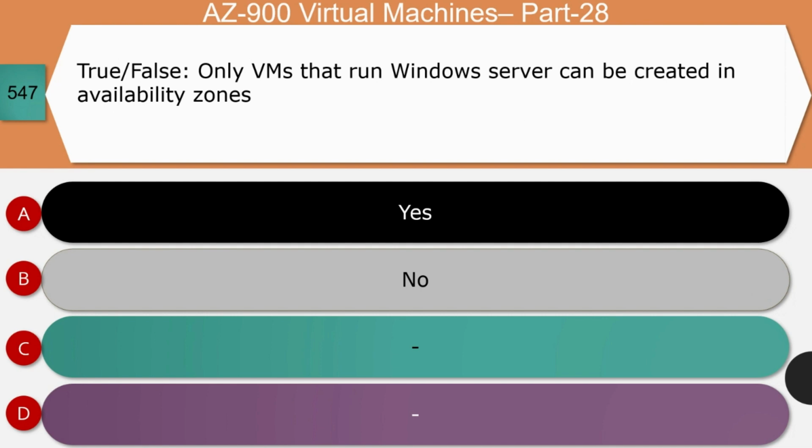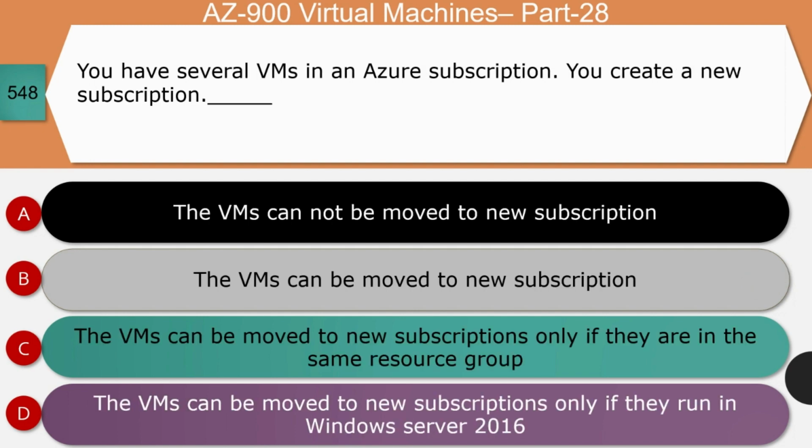Next question, true or false? Only VMs that run Windows Server can be created in availability zone. Is it yes or no? The right answer for this question is no. Regions that support availability zone support Linux virtual machines also. And so the right answer for this question is option B.